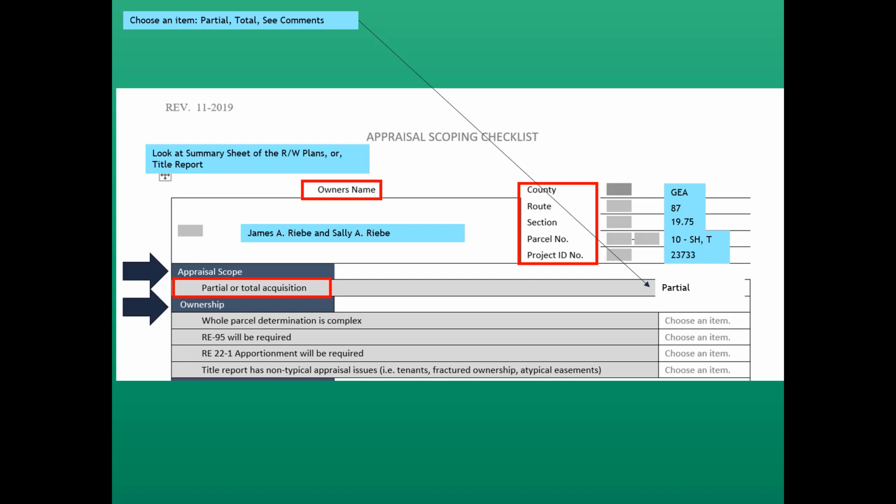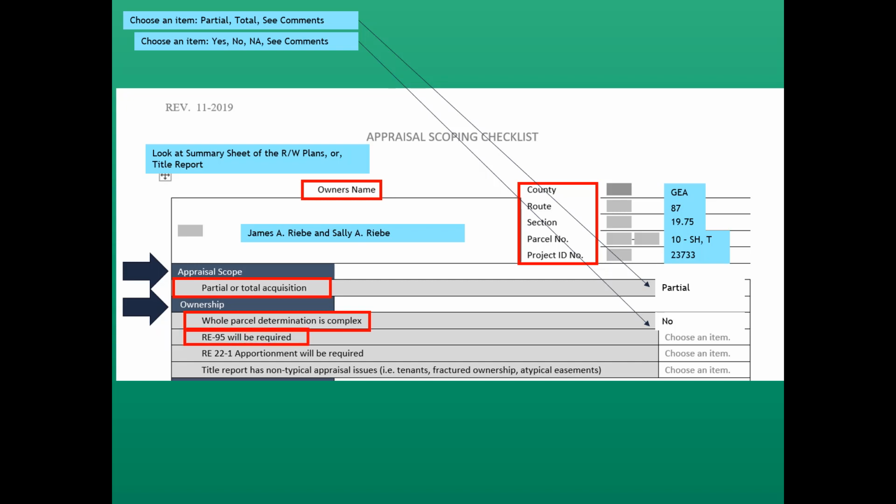Ownership is the next part of the appraisal scoping checklist, and the first thing to be considered is the whole parcel determined to be complex? Again, we get to choose an item, and our options are going to be yes, no, not applicable, or see comments. And so we're going to say no, that the whole property does not appear to be complex. It's typical of many in the area.